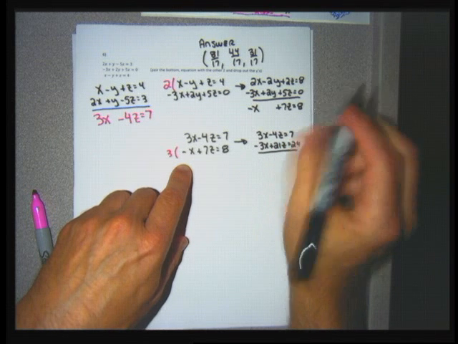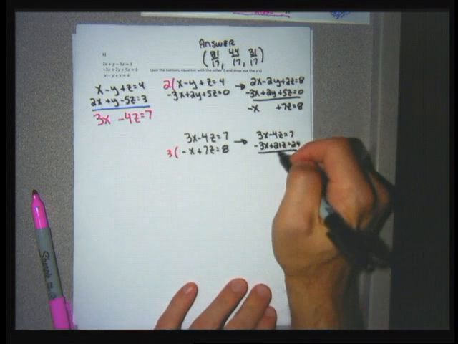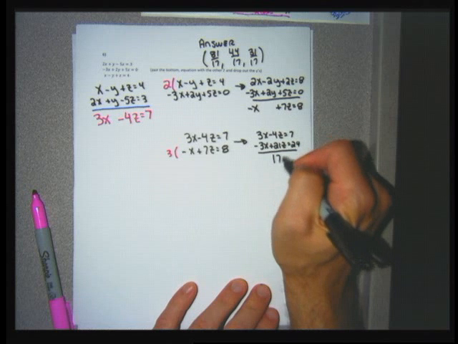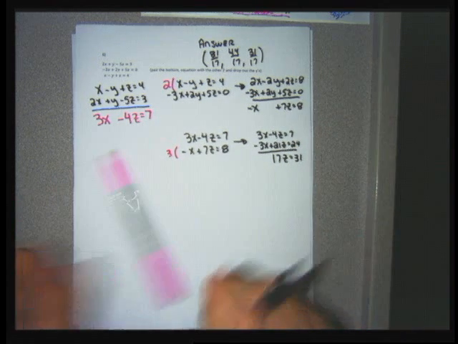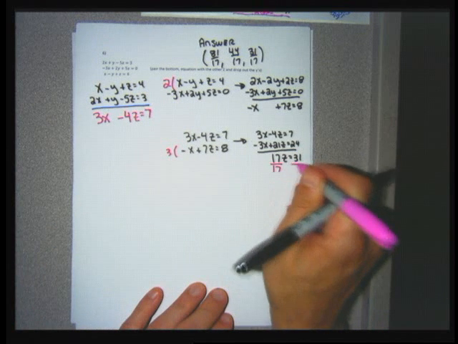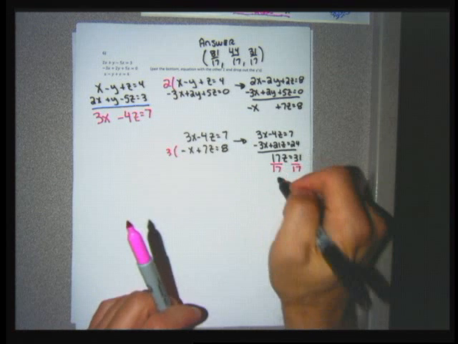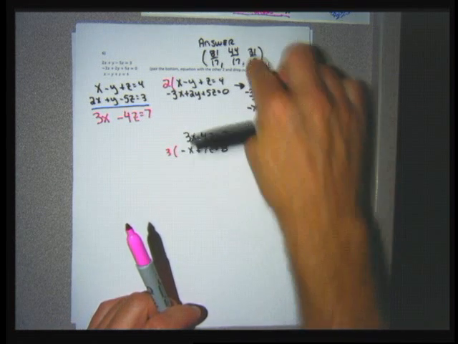When I add these together, really, I get, oh, no I don't. I thought I was getting something nicer. I get 17z equals 31. I divide both sides by 17, and I get z is 31 over 17, like I expected to get.